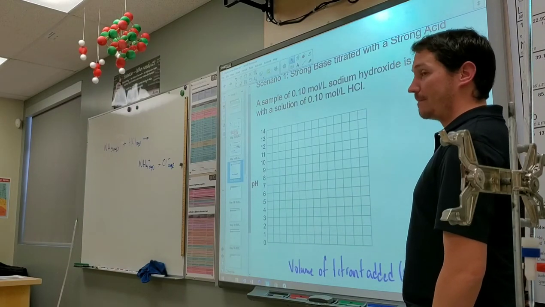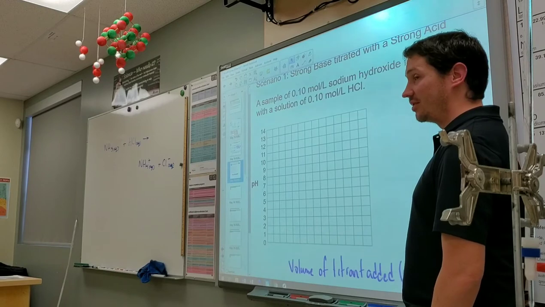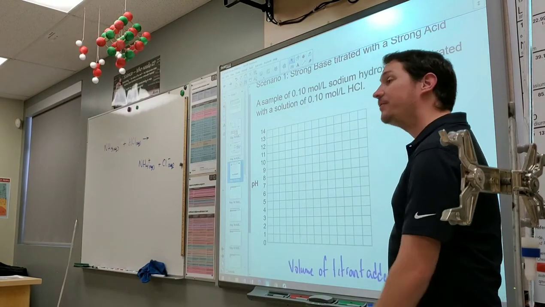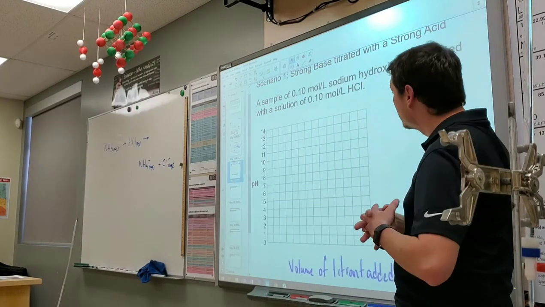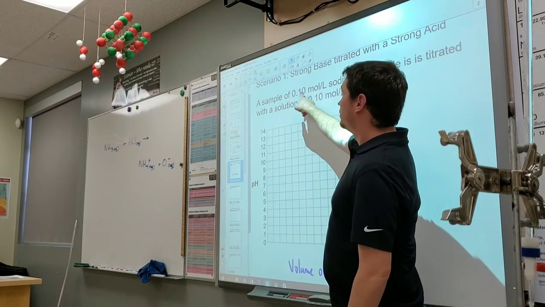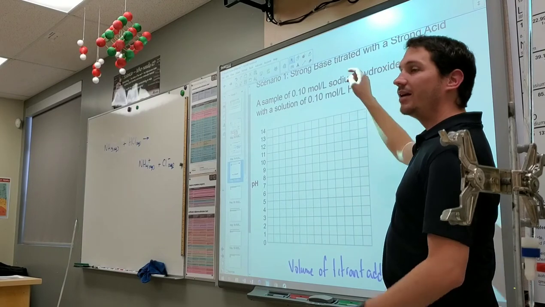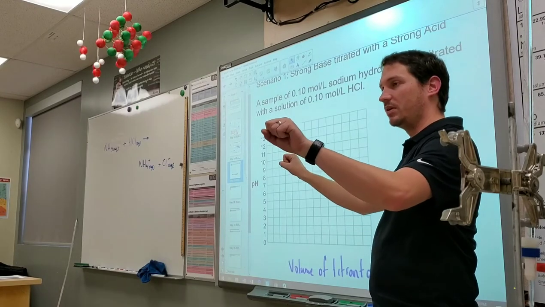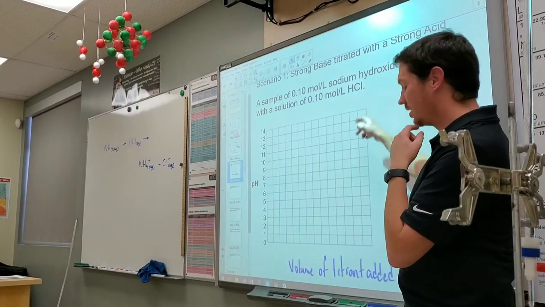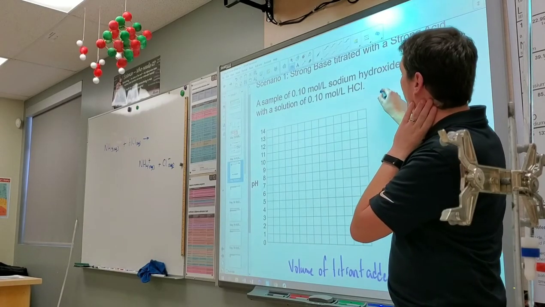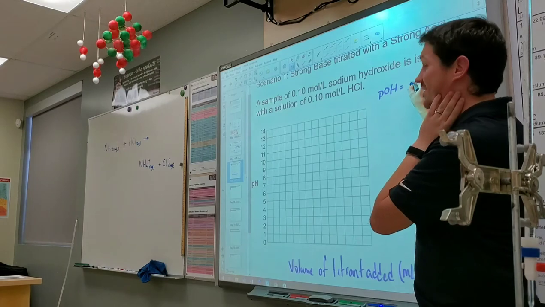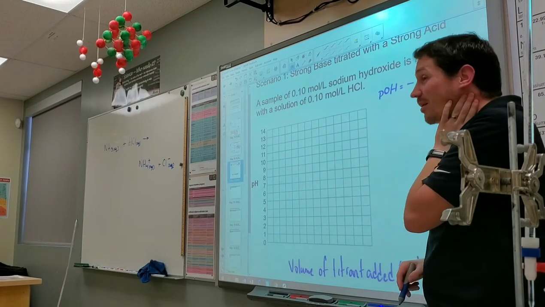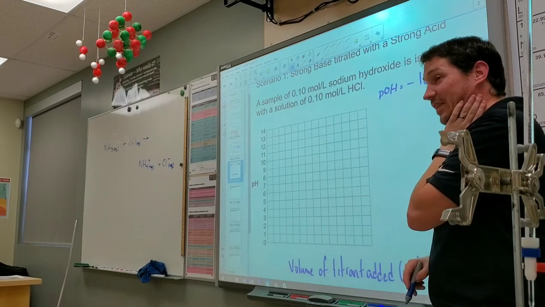Now remember, how do we get a pOH from a concentration of sodium hydroxide? If you had the pH, you could do that, right? But this concentration of sodium hydroxide is the same as the concentration of hydroxide. Do you agree? When we put sodium hydroxide in water, it splits up. So this is actually the concentration of hydroxide. The pOH is the negative log of the hydroxide concentration. Do you remember that? How long ago was that? That was 3 weeks ago.